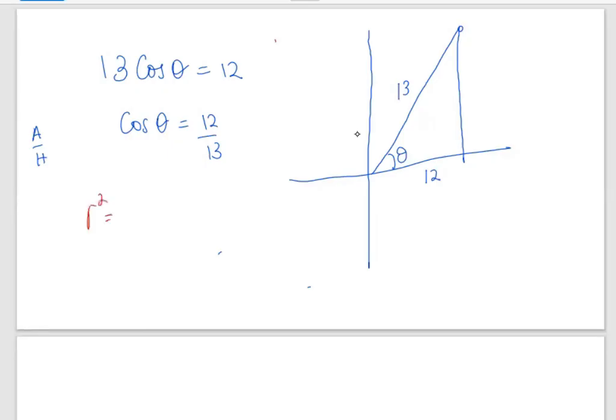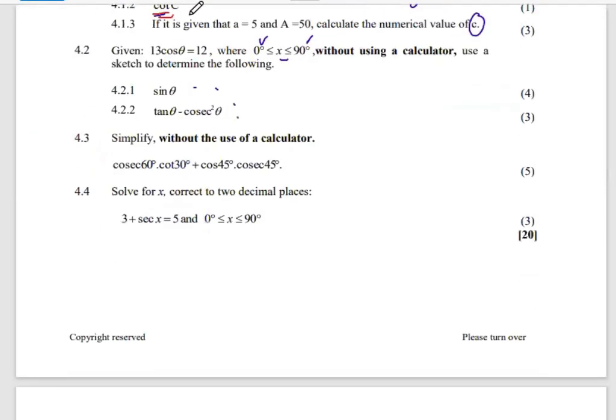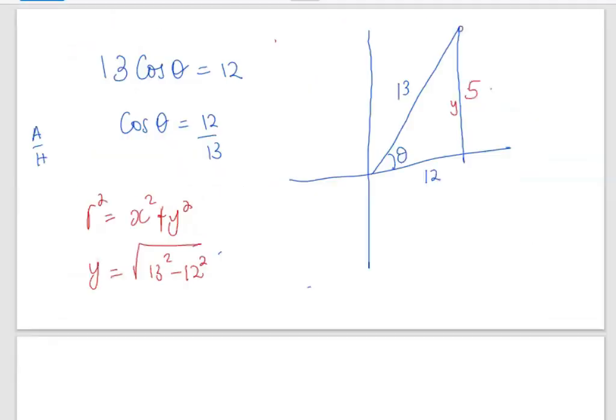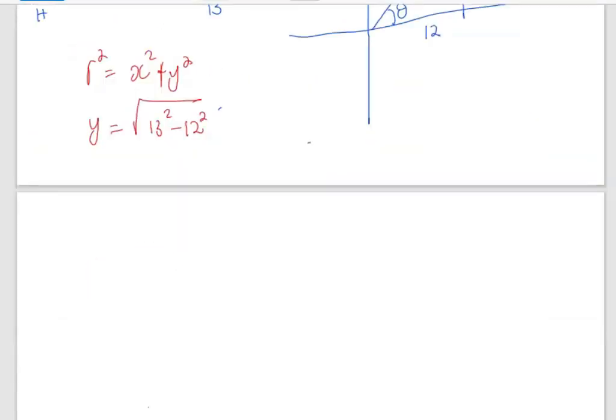Using the theorem of Pythagoras, r squared is equal to x squared plus y squared, meaning that our y, okay, if that's your y, so your y is going to be the square root of 13 squared minus 12 squared. That's 169 minus 144, which gives us a 25, which gives us a 5 as our answer, positive 5, okay? Then if the sketch is finished, they want us to get the sine of theta. So meaning that sine is opposite over hypotenuse. So it's a 5 over 13. So most of the marks are going to be by the sketch before you get the mark for the answer.